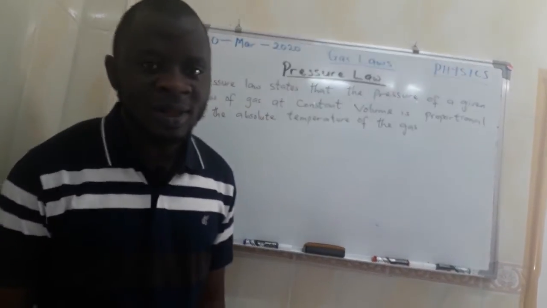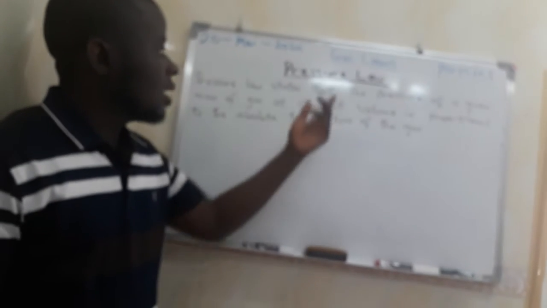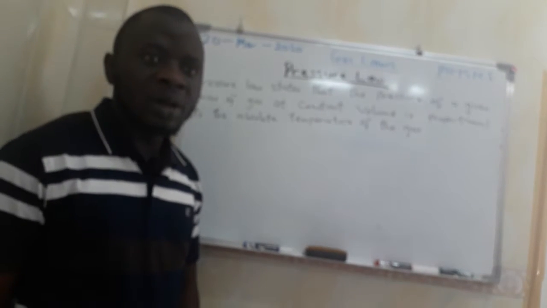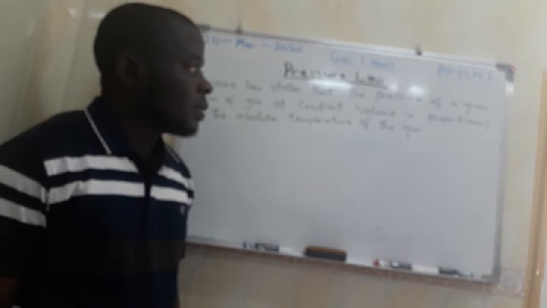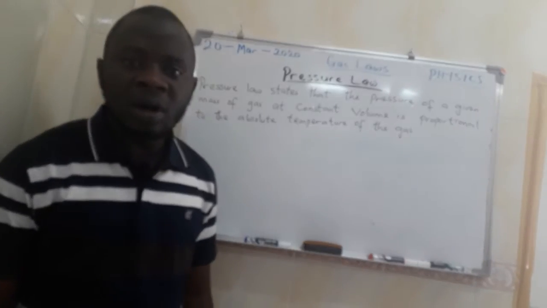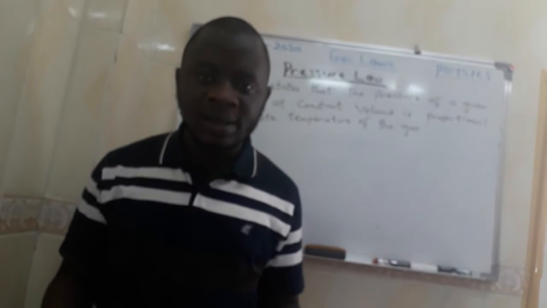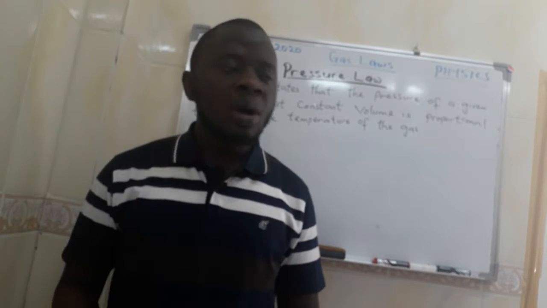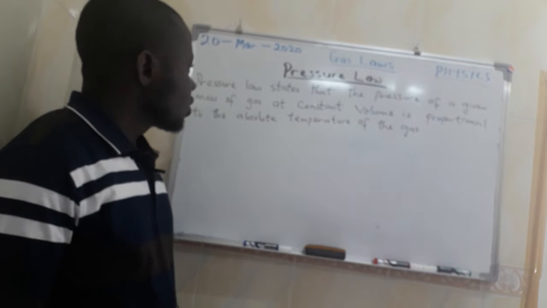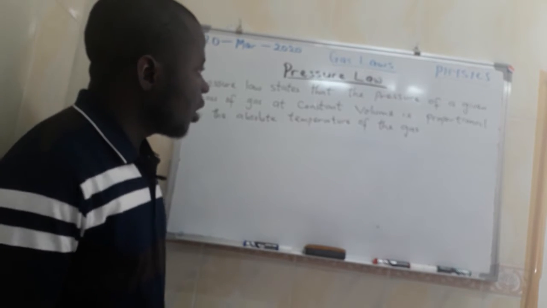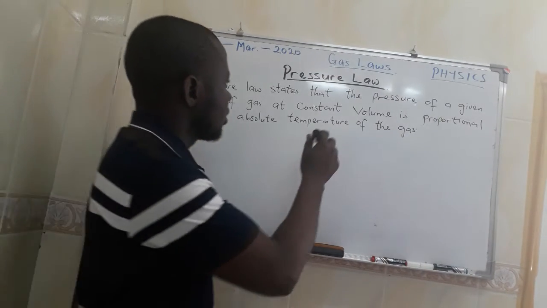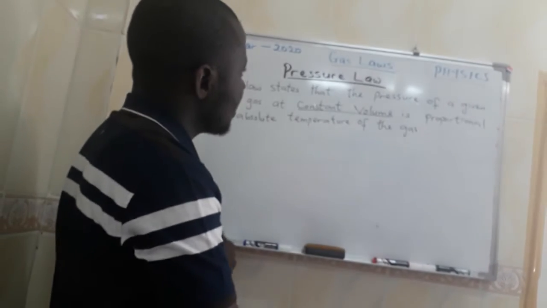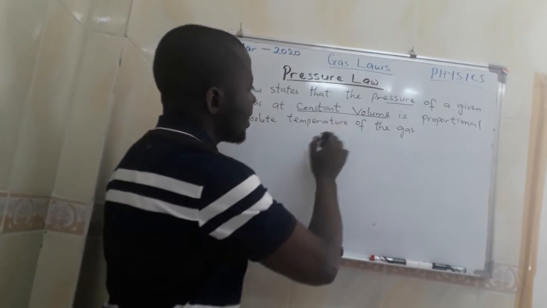Now, today we shall be talking about the pressure law. The pressure law is part of gas law, and the pressure law says that the pressure of a given mass of gas is directly proportional to the temperature when the volume is constant. So, for pressure law, the volume of the gas will be constant, as you can see, and the pressure is directly proportional.